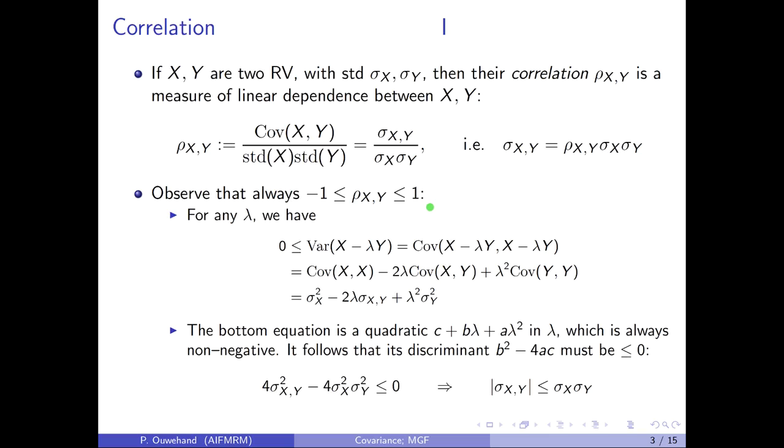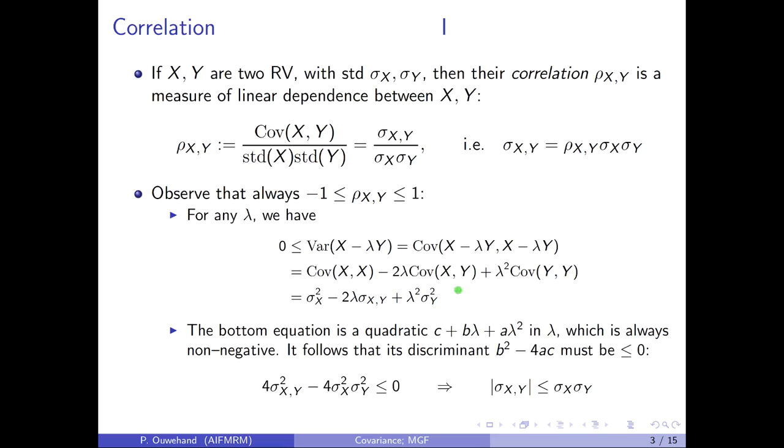To see that correlation lies between -1 and 1, consider, for any lambda, the following. The variance of the random variable x minus lambda y is of course non-negative. It is also equal to the covariance of x minus lambda y with itself. By symmetry and by linearity, that can be expressed as the covariance of x with itself minus 2 lambda times the covariance of x with y plus lambda squared times the covariance of y with y. In other words, it's the variance of x minus 2 lambda times the covariance of x with y plus lambda squared times the variance of y.